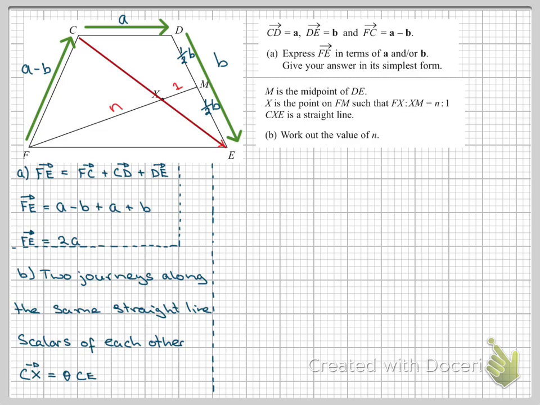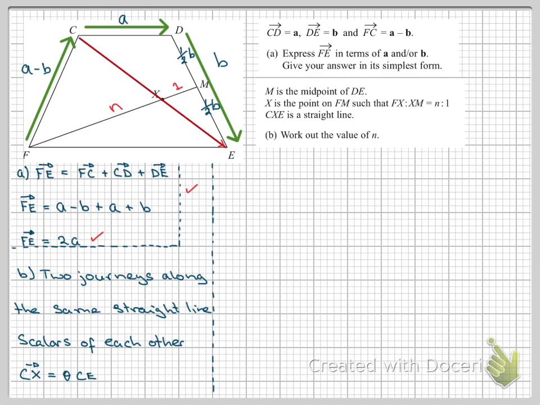We're also told that X is the point on FM, which separates in the ratio of n to 1. It is our job to find what this is in this question. First part of the question is fairly simple. Express F going to E in terms of A and B, and I've already completed that here for us. F going to E is the same as F going to C, plus C going to D, plus D going to E. That gives me A minus B, plus A plus B. Tidying up, I get F going to E as 2A.